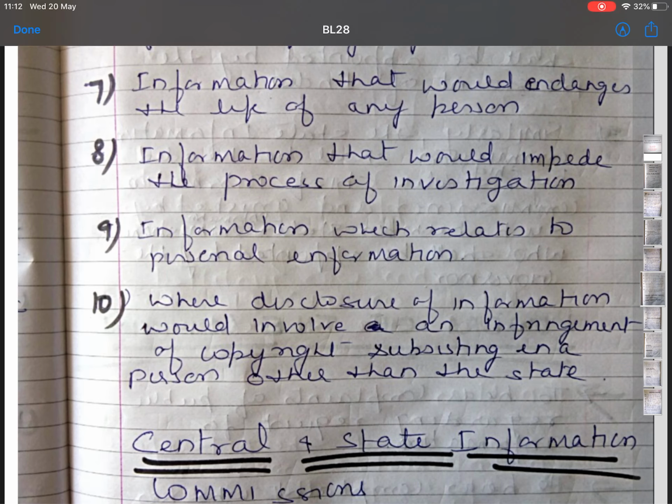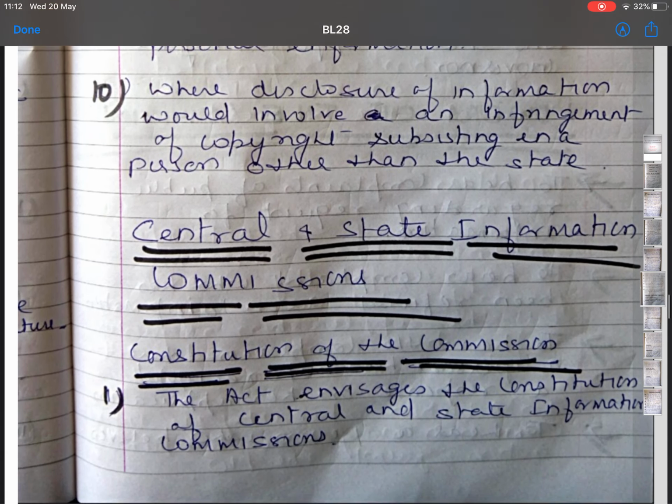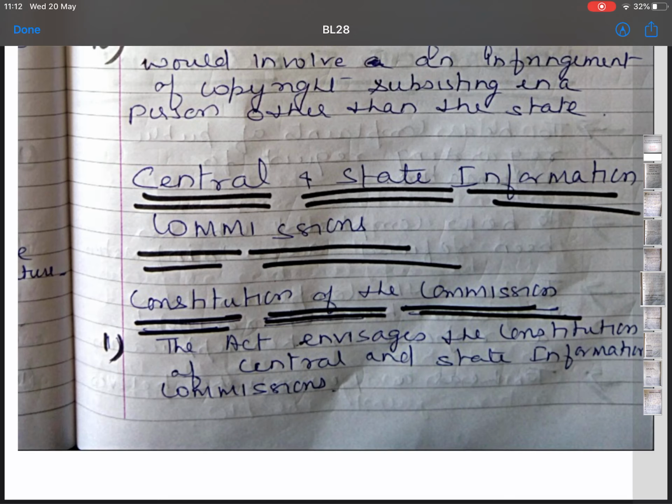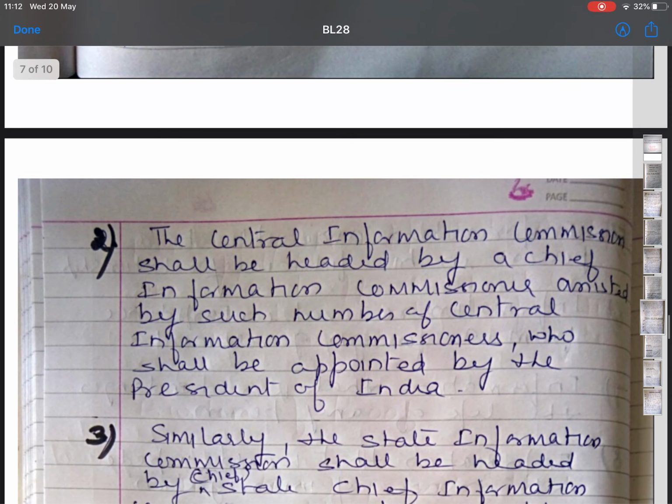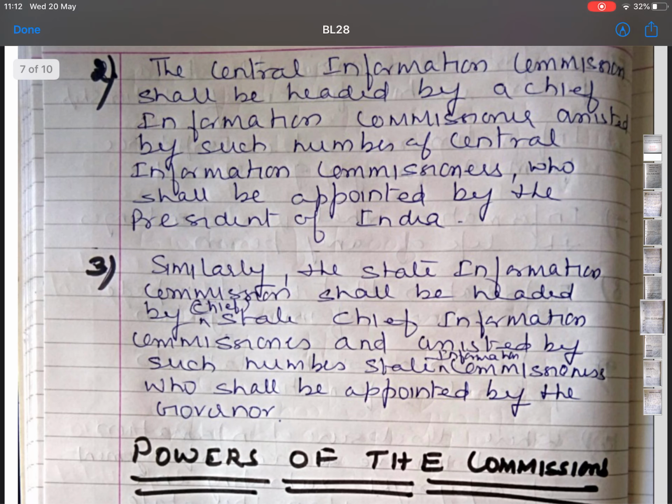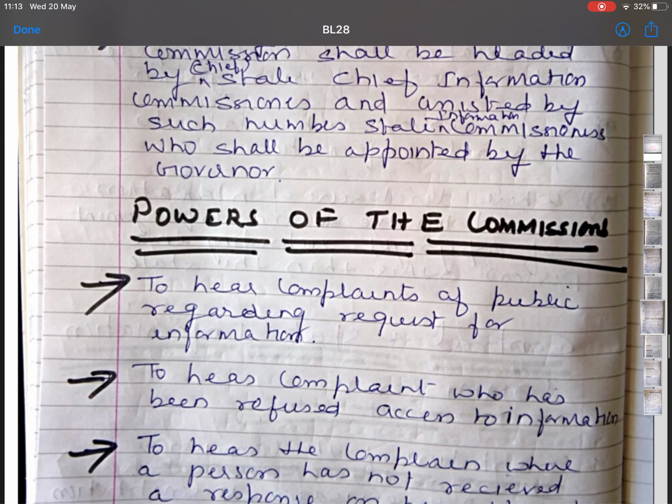Now the next topic is Central and State Information Commission. So, constitution of these commissions: the Act envisages the constitution of Central and State Information Commission. The Central Information Commission shall be headed by a Chief Information Commissioner assisted by such number of Central Information Commissioners who shall be appointed by the Honorable President of India. Then it is the same with the State Information Commission too. The State Information Commission is headed by the State Chief Information Commissioner and assisted by such number of State Information Commissioners who shall be appointed by the Governor of that state.